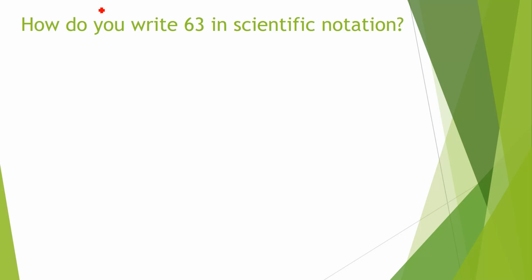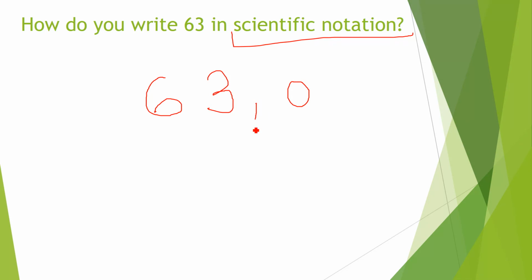One more question. 63, you have to write in scientific notation. So 63, where is the decimal? The decimal is here. It is like this. So you have to move your decimal to the left hand side. Move here, it will be 6.3. That is fine because this one is in the 1 to 9 range. It should be at least 1 and less than 10. So this is okay.